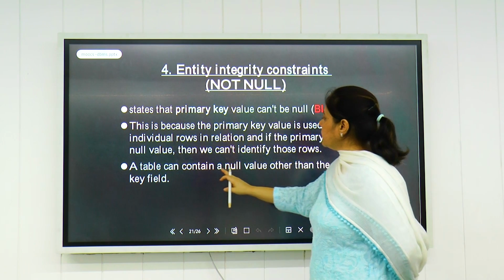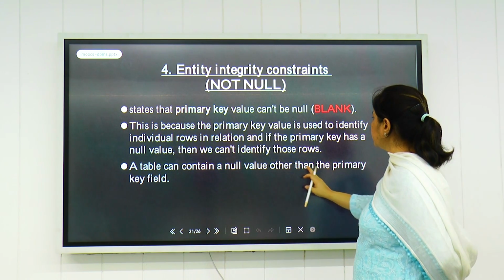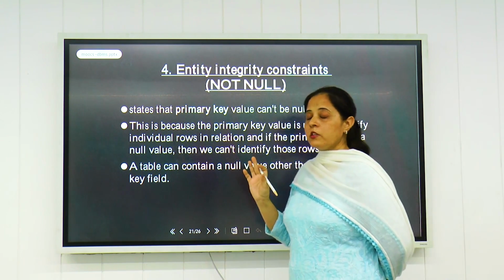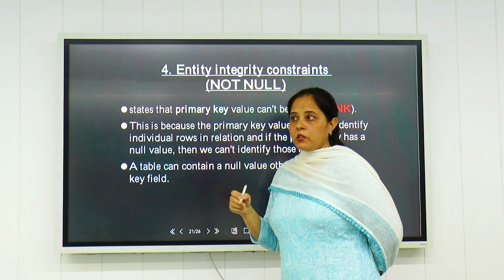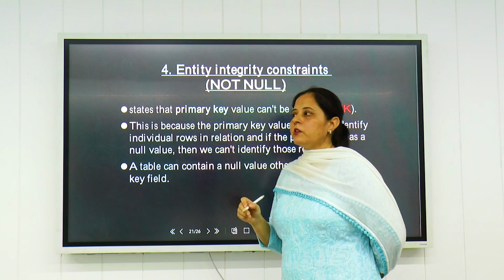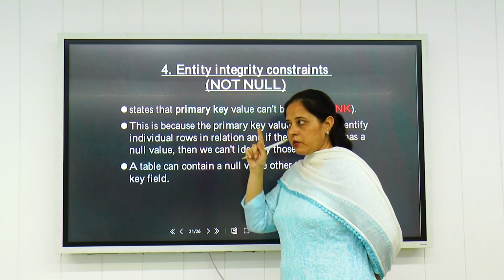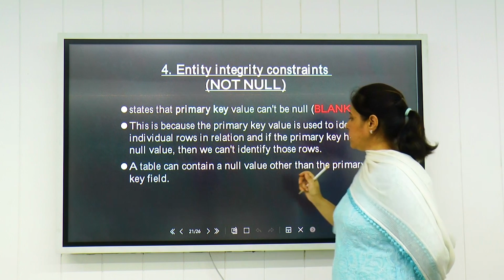A table can contain a null value other than in the primary key. It doesn't mean that the remaining entries in the table are not allowed to be null. They can be null, but that attribute must not be a primary key.